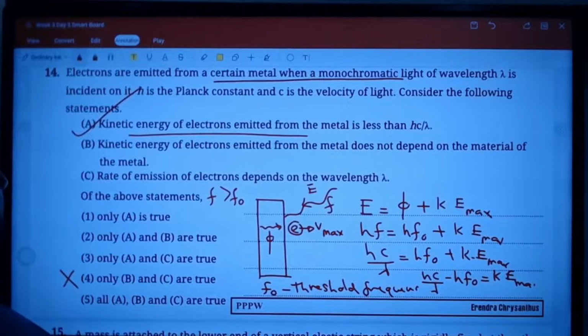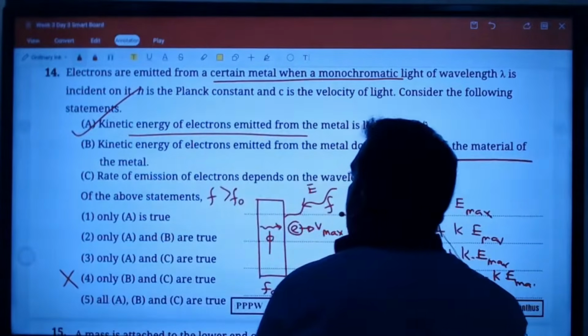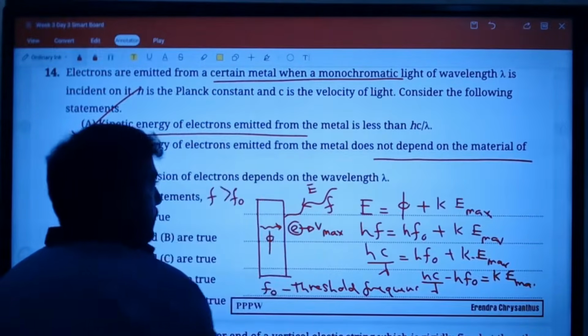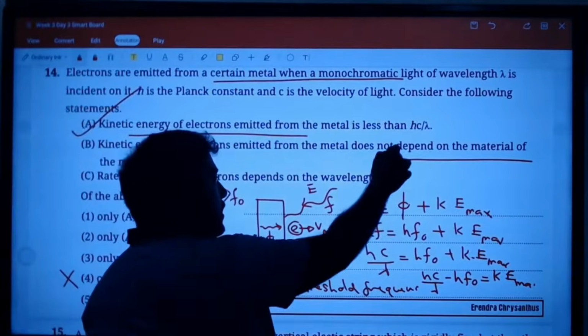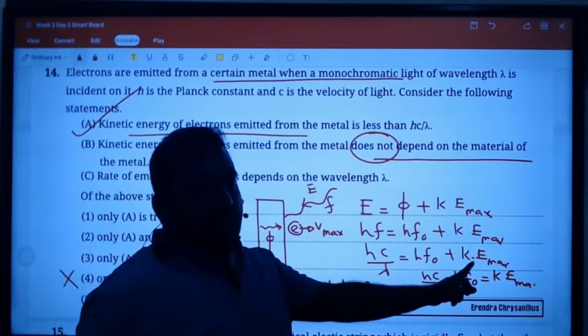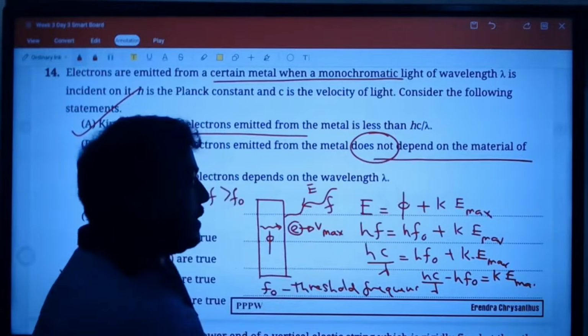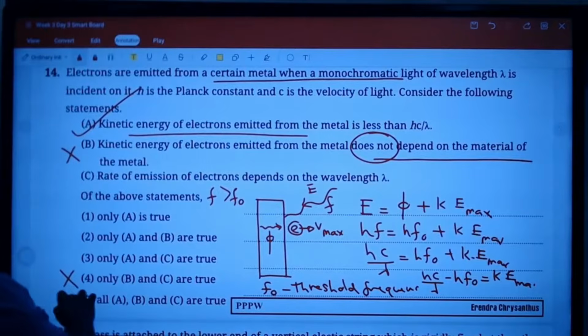Kinetic energy of the electrons emitted from the metal does not depend on the material of the metal. Be careful. Does not. f naught depends on the metal, which means kinetic energy depends on the metal. Statement B is wrong. Look at this carefully.